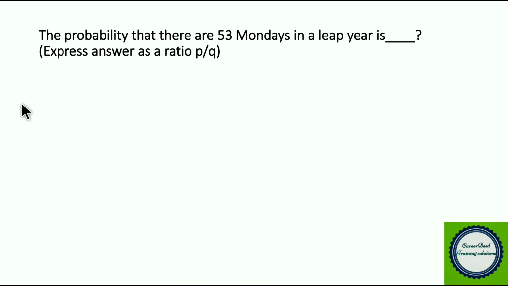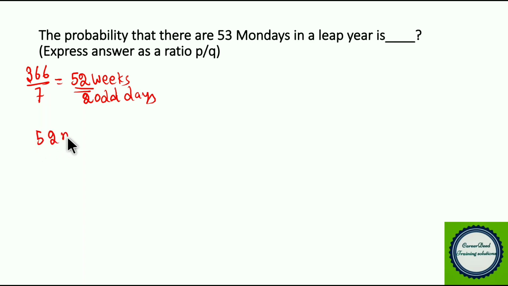In a leap year, we normally have 366 days, right? So in 366 days, how many weeks do we have? Divide it by 7. When you divide it by 7, you get 52 weeks, and you have remainder 2. So 52 weeks, and you can say it is 2 odd days. We definitely know that in 52 weeks you have 52 Mondays.